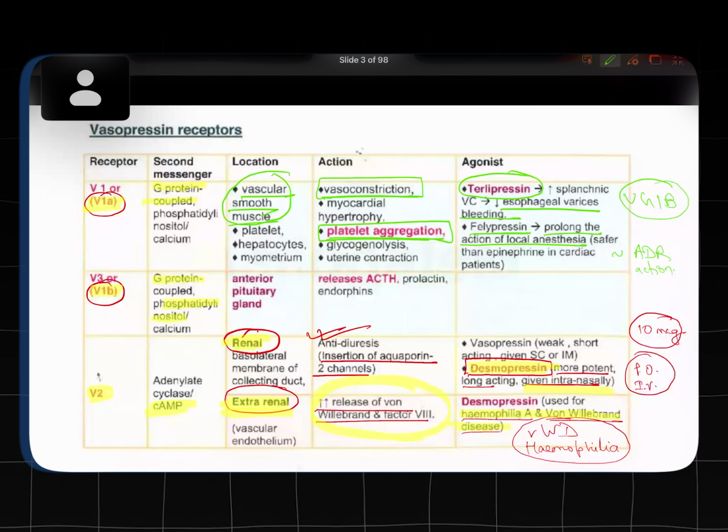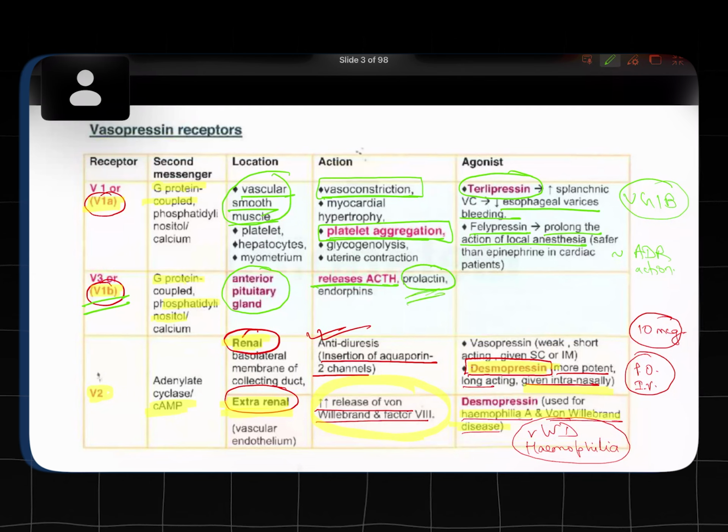What about V1B? V1B acts at the level of the anterior pituitary gland. It releases ACTH. It is also associated with prolactin. We shall see why this is important. There is an MCQ based upon this. So these are the vasopressin receptors, and as you see, the whole chart is an MCQ. 6-7 MCQs have already come from this single chart alone.